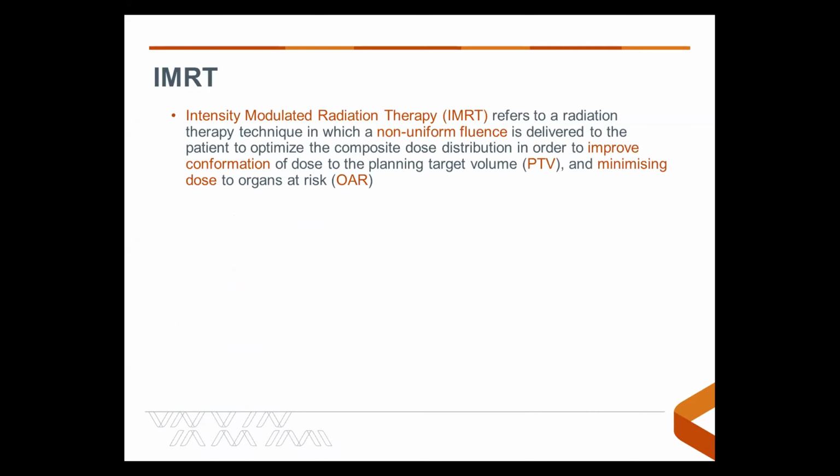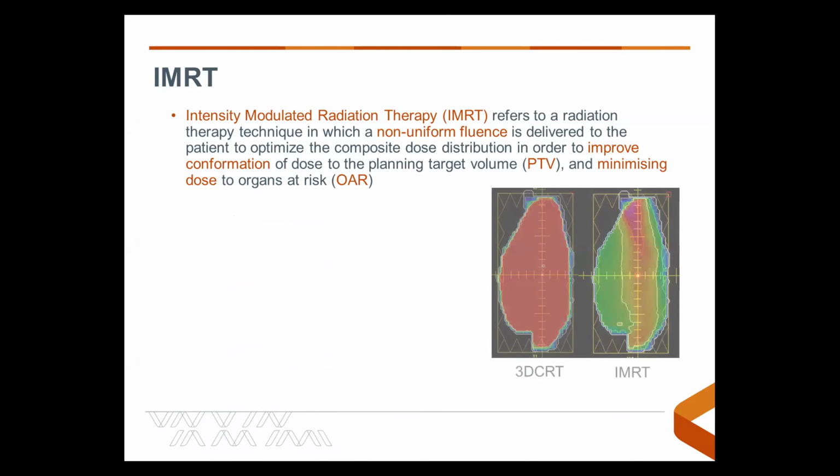IMRT, intensity modulated radiation therapy, refers to a radiation therapy technique in which a non-uniform fluence is delivered to the patient to optimize the composite dose distribution in order to improve conformation of the dose to the planning target volume, or PTV, and minimizing dose to the organs at risk, or OAR.